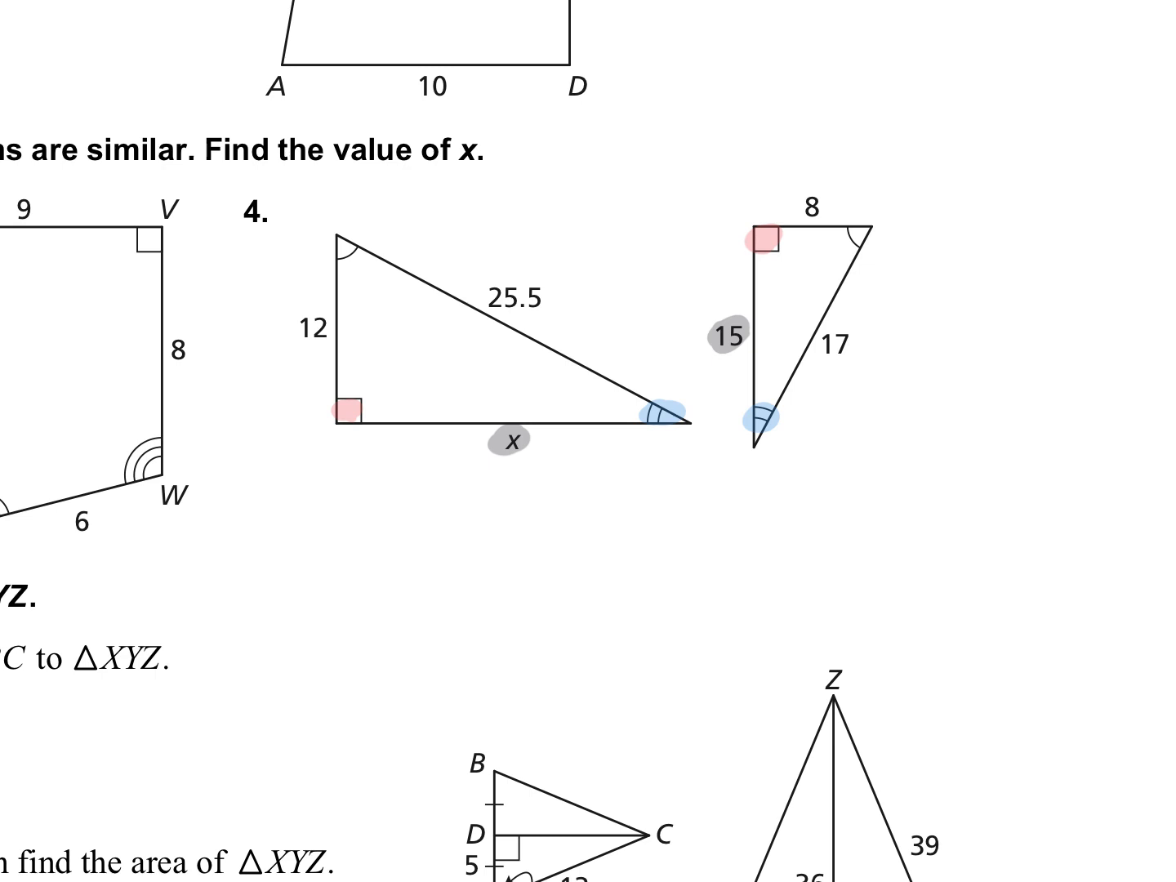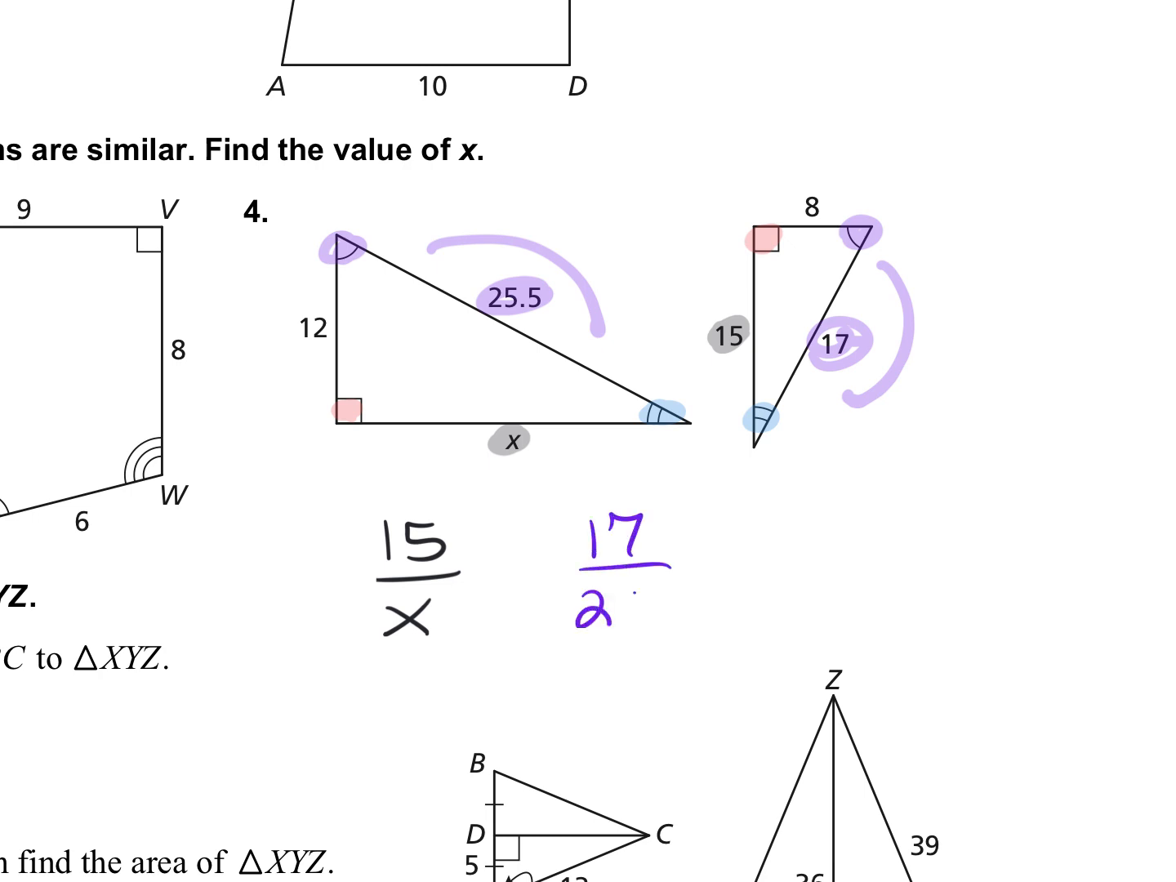Now, I could also find the other match. So I could highlight this angle in purple, and it'll match with this one. So the side in between the blue and the purple would be here, the 17 with the 25.5. So let me go ahead and put these all into ratios. I have the one that I highlighted in the gray there, 15 over x. Then I could also do the 17 over the 25.5. And then lastly, the one that went from purple to red, that would have been the 12 and the 8 would be the match here. So I would put 8 over 12.